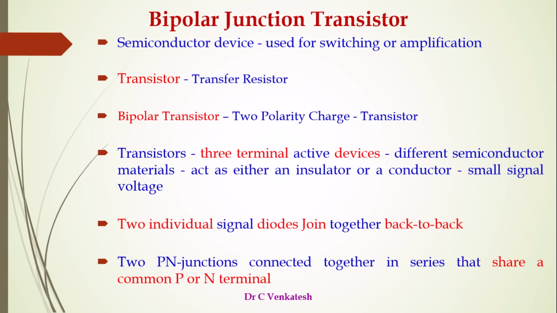The bipolar junction transistor is a semiconductor device which can be used for switching or amplification. The transistor's ability to change between these two states enables it to have two basic functions: switching in digital electronics or amplification in analog electronics.